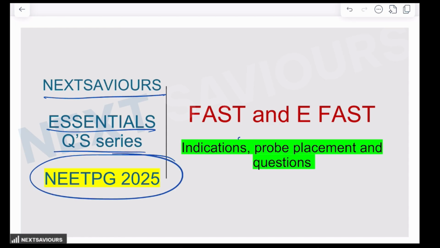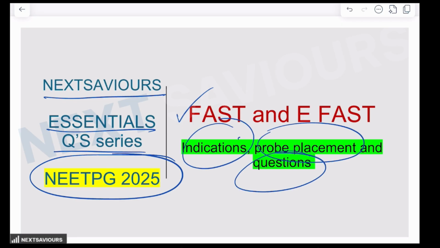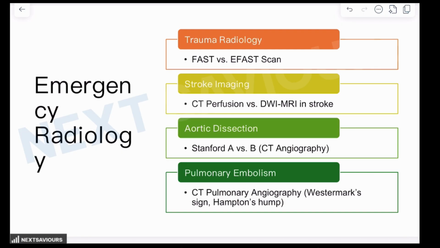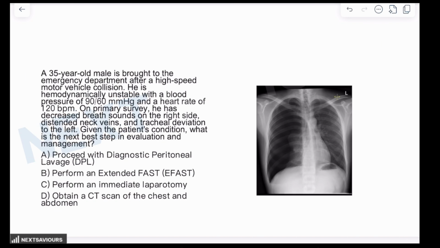You know, NEET PG is never complete without a question on FAST and E-FAST. We are going to talk about the indications, the probe placement, and the related questions which are likely to be asked in your examination. In emergency radiology, they ask trauma radiology, where the questions are based on FAST and E-FAST; stroke imaging, where CT perfusion and diffusion weighted MRI is basically asked; and aortic dissection and pulmonary embolism. So today we are going to talk about the E-FAST related questions.